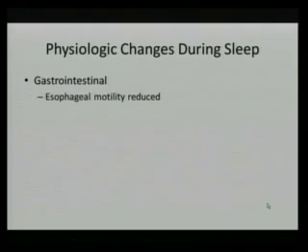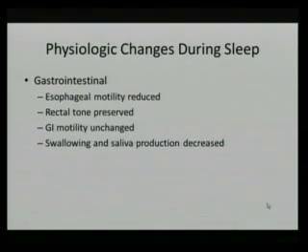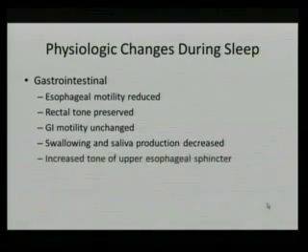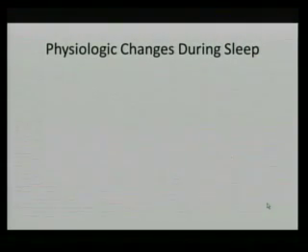In terms of GI physiology, esophageal motility is reduced. Rectal tone, however, is preserved. GI motility overall is unchanged, but swallowing and saliva production are decreased. There is an increased tone of the upper esophageal sphincter that tends to be a protective mechanism against aspiration, and gastric acid is increased actually in early sleep.